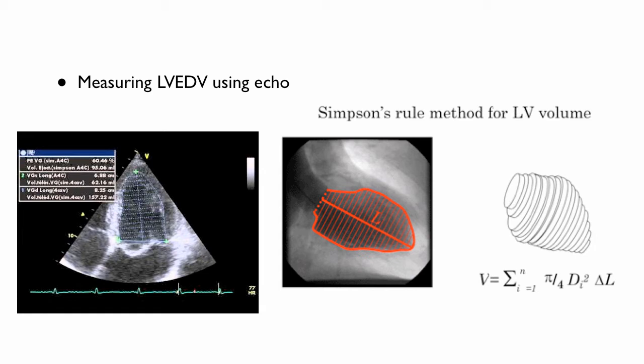If you've ever seen the echo techs making this kind of measurement, basically they're outlining the shape of the ventricle and dividing it up into about 20 slices, and each slice is then calculated to be a disc with a certain diameter and the known thickness. They can calculate the volume of each disc and add those together and come up with an estimate of the volume of the ventricle.